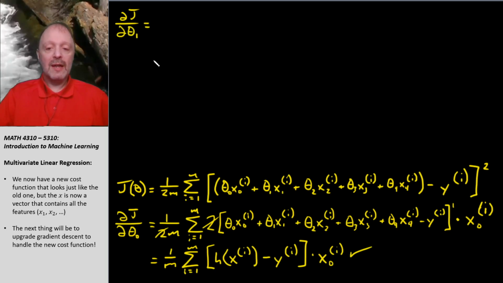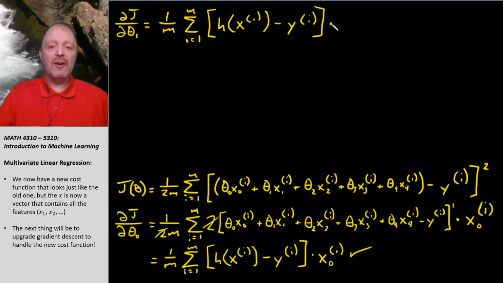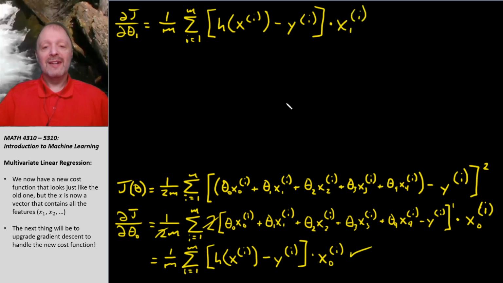Alrighty. Well, what changes? Almost nothing changes. It's still going to be 2 times the interior untouched to the first power. What changes is what it gets multiplied by. So let me write that out. This is 1 over m summation i from 1 to m of bracket h x i minus y i bracket times, now what does it get multiplied by? Well, when I take the derivative of all of this stuff on the interior with respect to theta 1, the only thing that survives is x of 1. So x of 1 i. There you go.